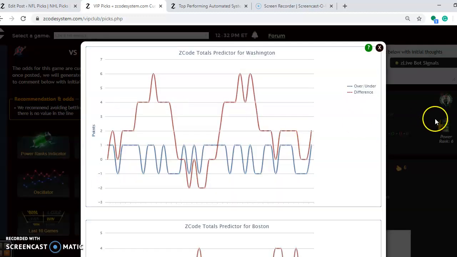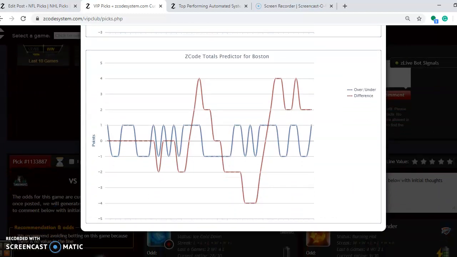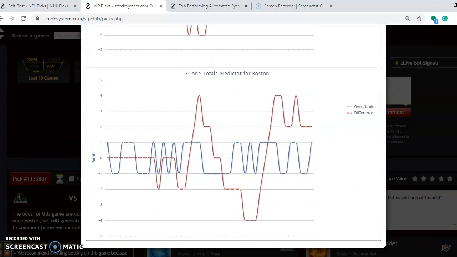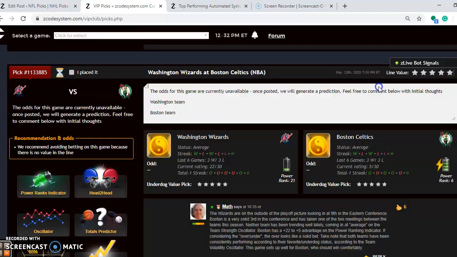If you look at the totals predictor, if you want to consider the over and under in this one, Washington is playing and getting games trending over the line. Boston is playing in games trending over the line as well, so betting the over is a wise choice in this one.